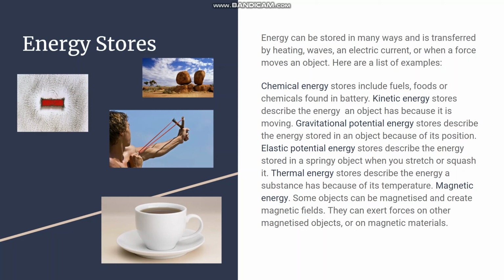Gravitational potential energy stores describe the energy stored in an object because of its position. Elastic potential energy stores describe the energy stored in a springy object when you stretch or squash it. As you can see, there's a man pulling a slingshot, and that's an example of elastic potential energy. Thermal energy stores include the energy a substance has because of its temperature.